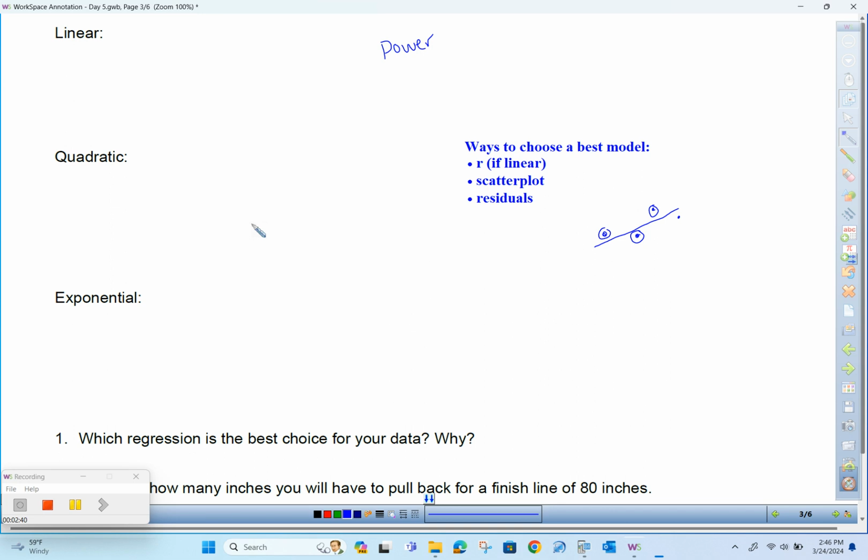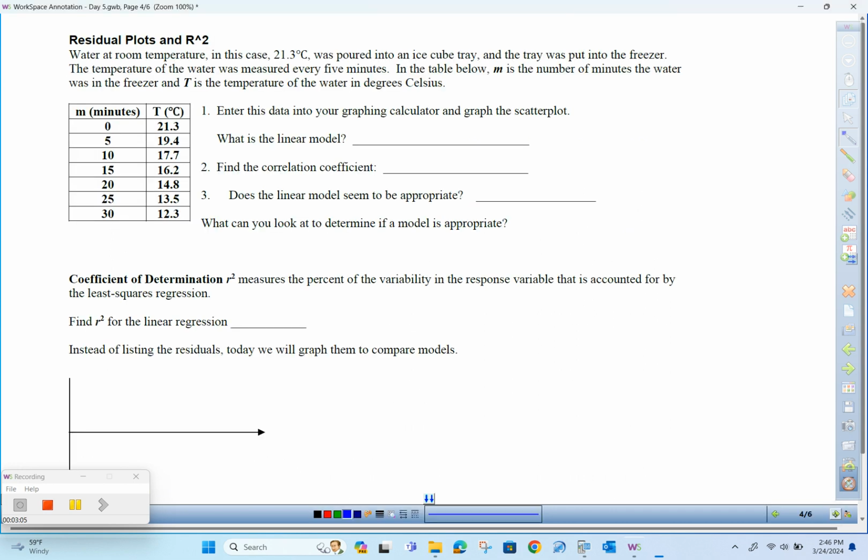So what we're going to do is practice these same decisions on the check for understanding on the back side. Okay, so if you flip it over, we're given a situation here where we have water at room temperature. In this case, it was 21.3 degrees Celsius, and they poured this water into an ice cube tray. Then they put that tray into the freezer. So the temperature of the water was measured every 5 minutes after that. So it started out at that 21.3, and we know if we put water in a freezer, it is going to cool down over time, so they measured that time. What I'm going to have you do is answer these questions based on what we've done this chapter, and then once you've done that, you can come back to the video, and we're going to talk about something new.